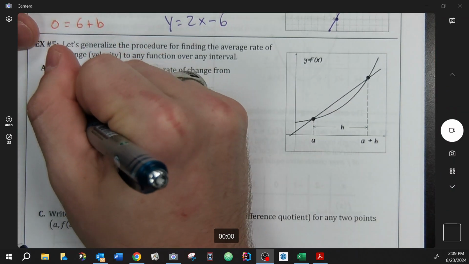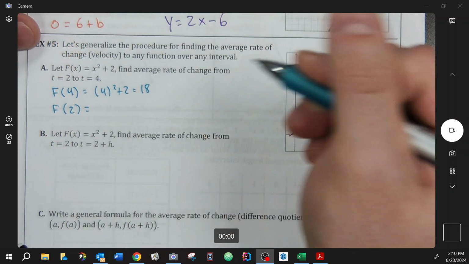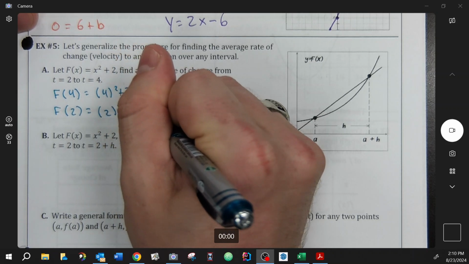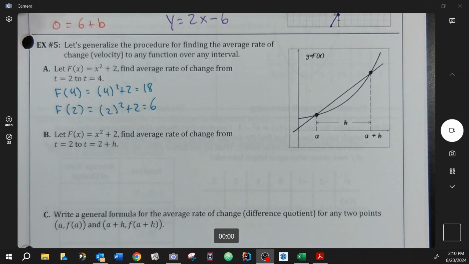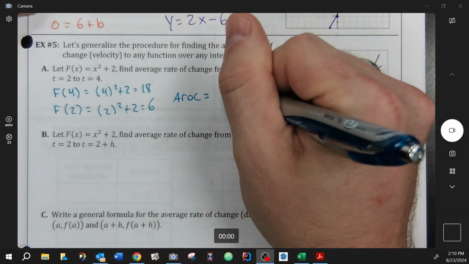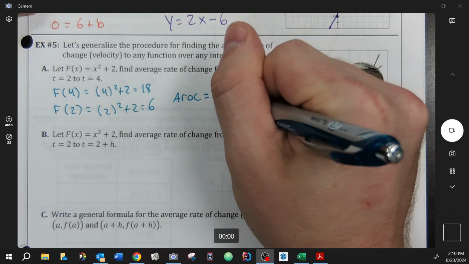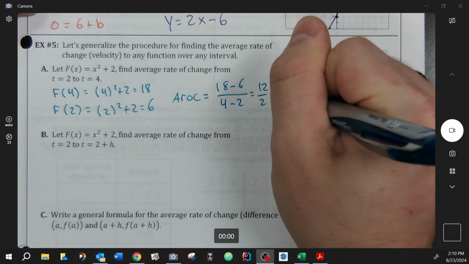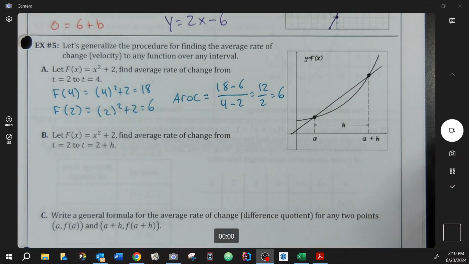Then we're going to find f of 2, which is just a y value. Let's find our y value when x is 2. 2 squared plus 2, that's 4 plus 2, that's 6. Let's find our average rate of change, which again is just a slope. y2 minus y1 over x2 minus x1. Oh, the average rate of change between two known points happens to be a number. How about that?